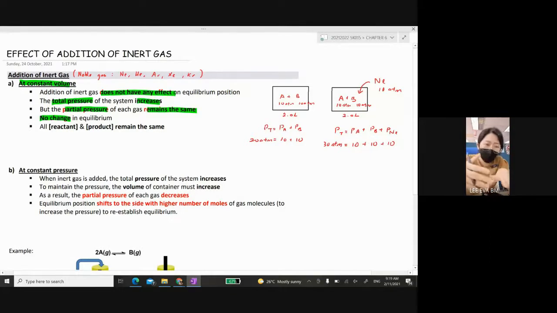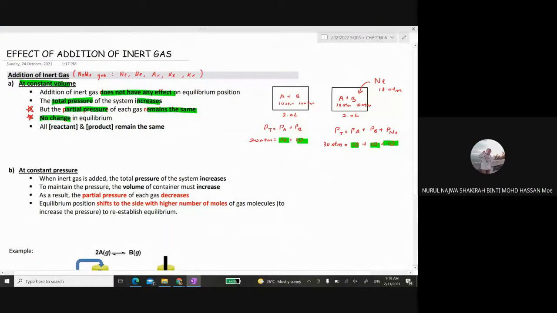So the important point over here is, if there is addition of inert gas, look at the partial pressure. If the partial pressure didn't change, no effect on the equilibrium shift. But if your partial pressure changes, reduces or increases, there will be some effect on your equilibrium. So please remember, constant volume, no effect on equilibrium shift. So until this part, are you all right? Is everyone all right with this? The important thing is that your partial pressures are all unchanged.